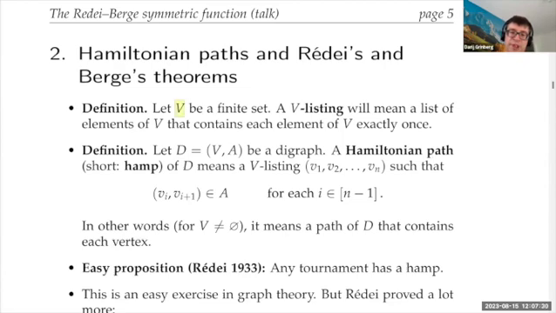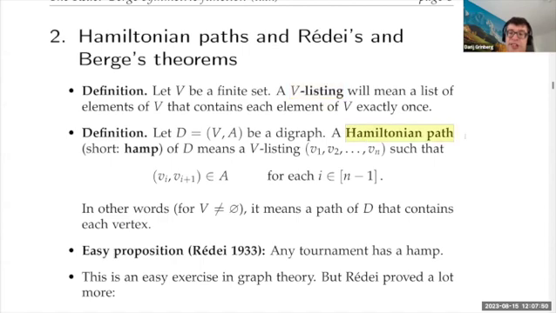So the notion of a Hamiltonian path, I will define it in the following way. If V is a finite set, a V-listing means a way to list all the elements of V, each of them only once. People often used to call it a permutation of V, but nowadays permutation means something slightly different. Nevertheless, just as for permutations, the number of the things is size V factorial.